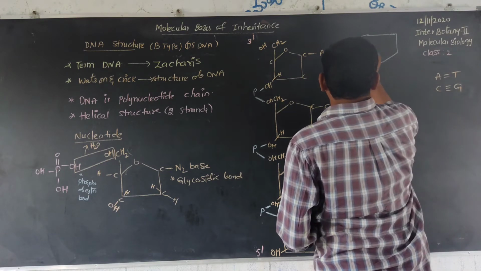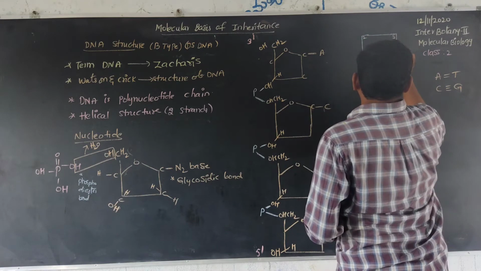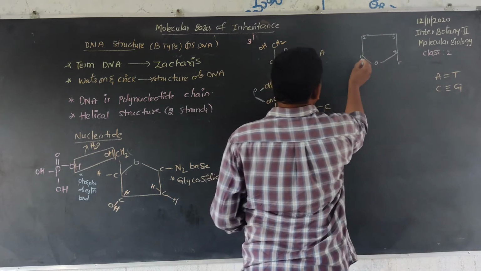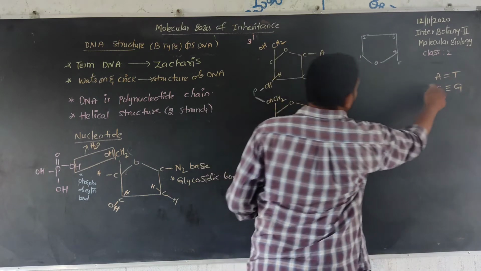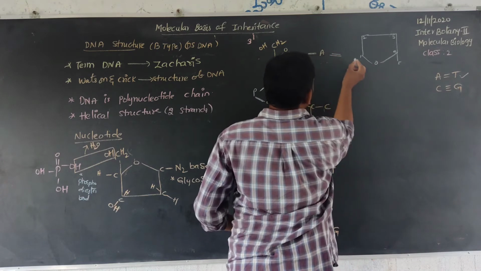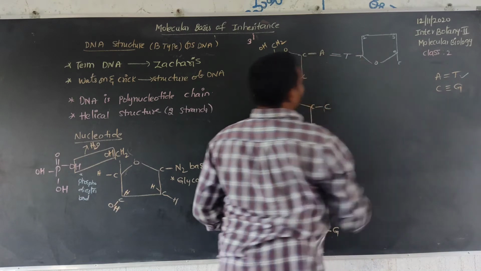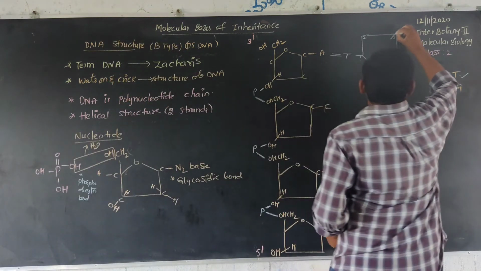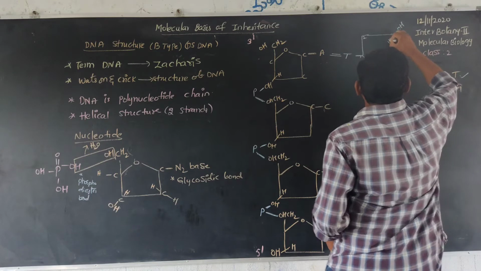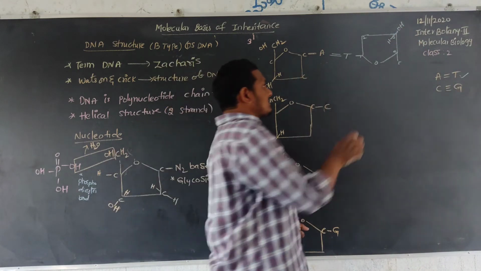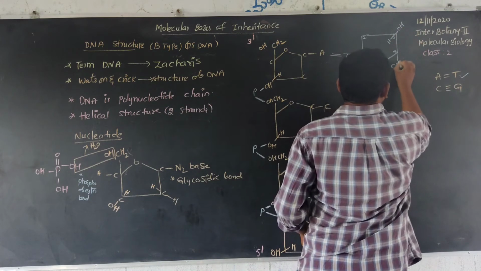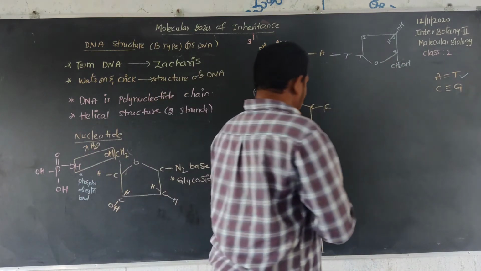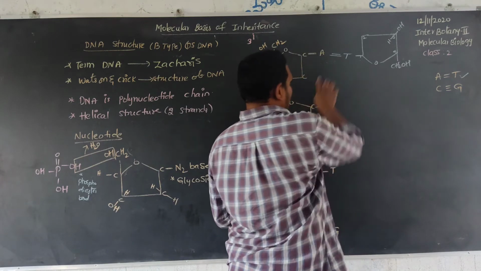This is carbon number 1, carbon number 2, carbon number 3, carbon number 4 and carbon number 5. Carbon number 1 is connected with a nitrogen base. Adenine always binds with thymine, so double bond, thymine. This is thymine. The first carbon attaches with thymine. The third carbon contains OH as a functional group, and the fifth carbon has CH2OH freely attached. Here the glycosidic bond is formed.